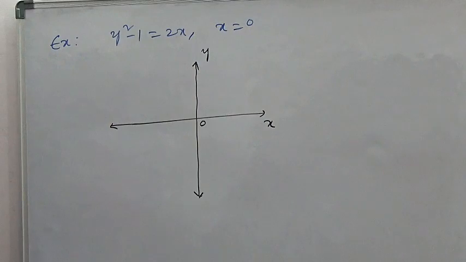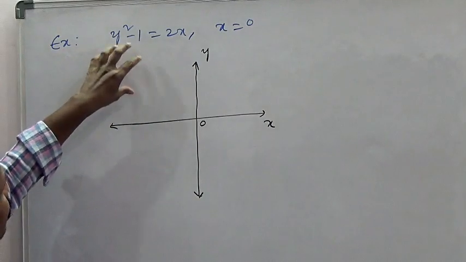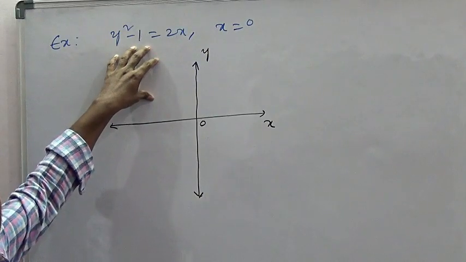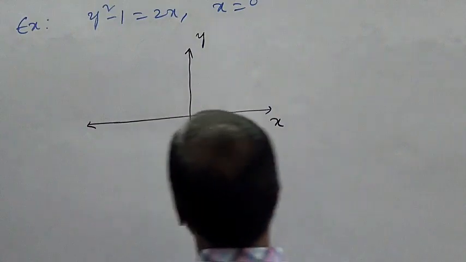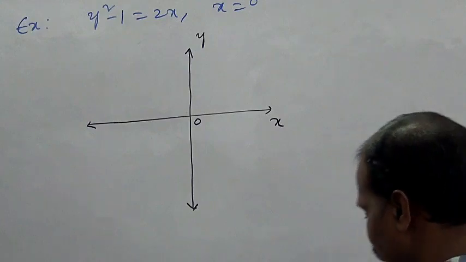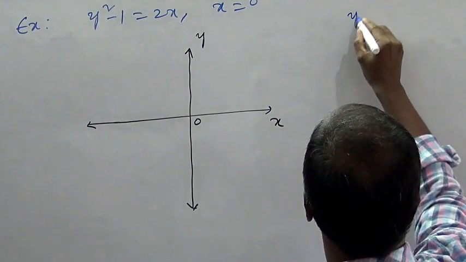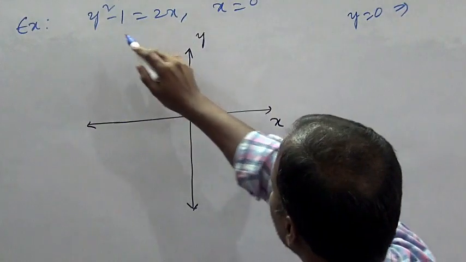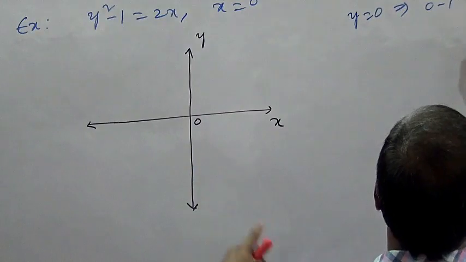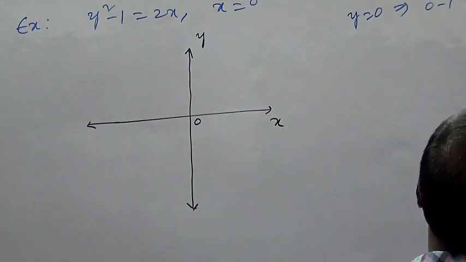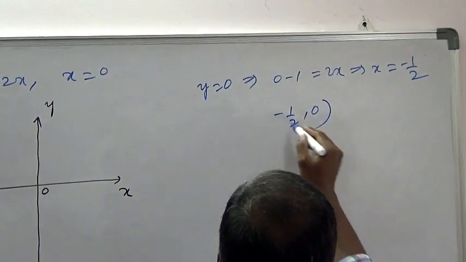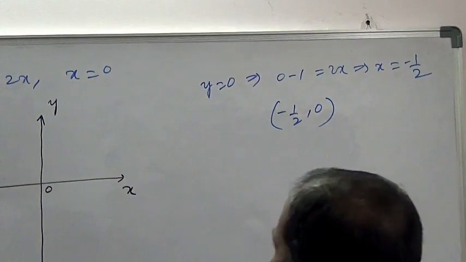To draw the graph, first of all, find where this function meets the x-axis and y-axis. To find where it meets the x-axis, you put y equal to 0. Y equal to 0 implies 0 minus 1 equal to 2x, so x equal to minus 1 by 2. So the point is minus 1 by 2 comma 0, a point on the x axis.